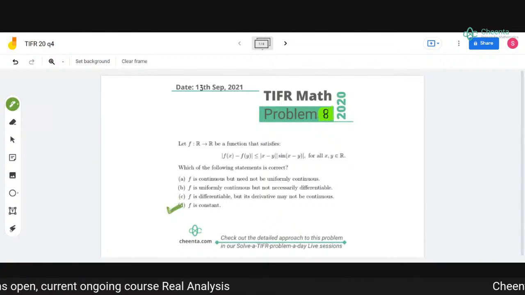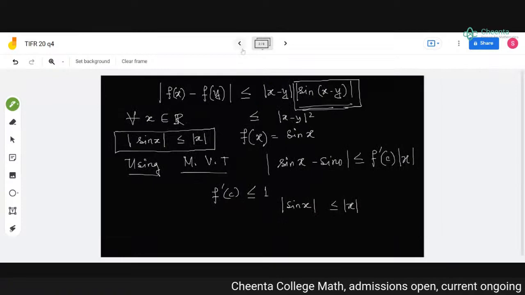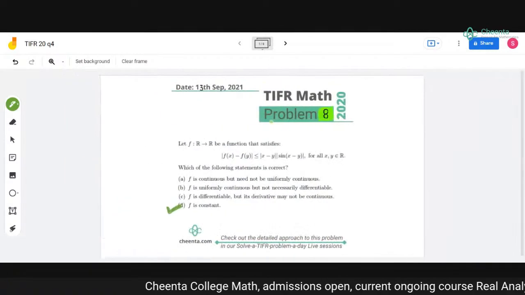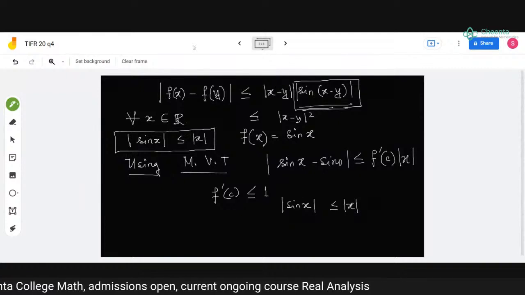So that's the solution. There are multiple other ways you can do it. You can also take another bound and try to prove it in your own way. But this is one way you can actually solve it.